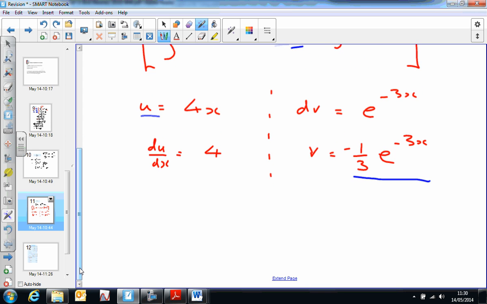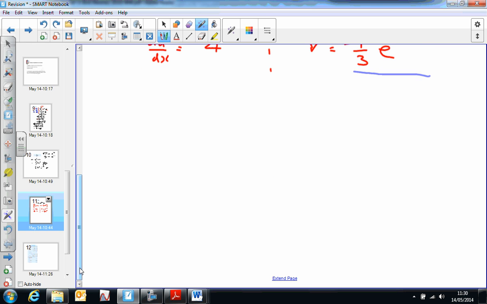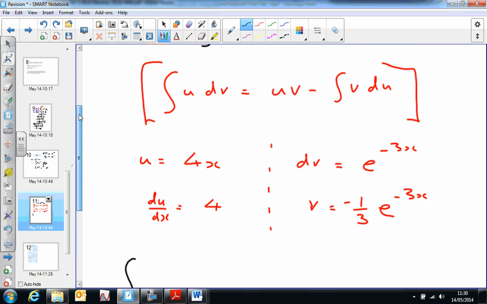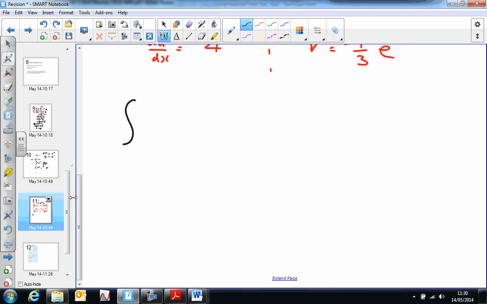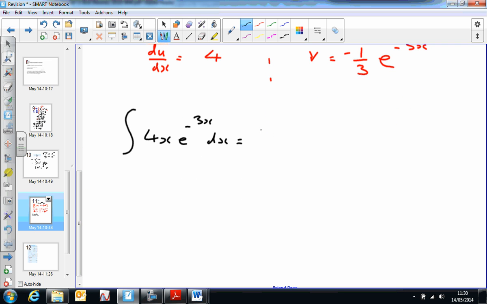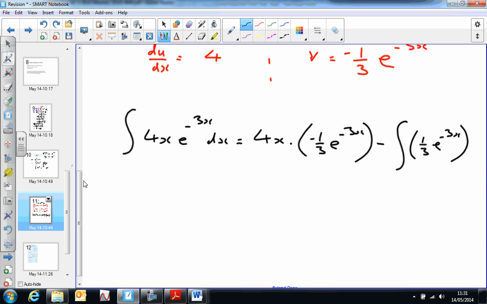So see if you can carry on and finish it, but I'll carry on here. So we're left with the integral of u dv, our original integral in other words, 4x e to the minus 3x, becomes u, which is 4x, times the integral of dv, or v, which is minus a third of e to the minus 3x, minus the integral v, which is minus a third of e to the minus 3x times du, which is 4.